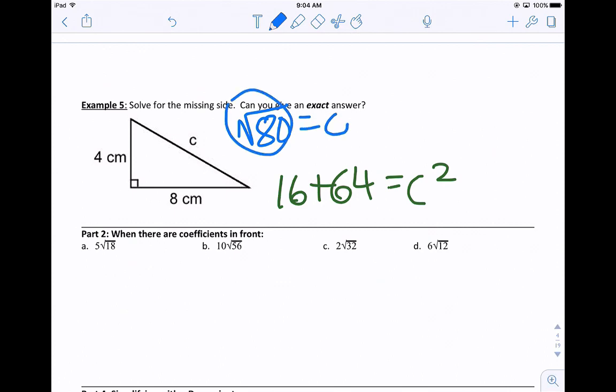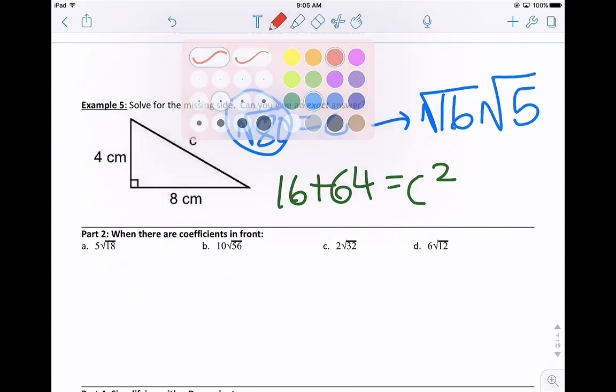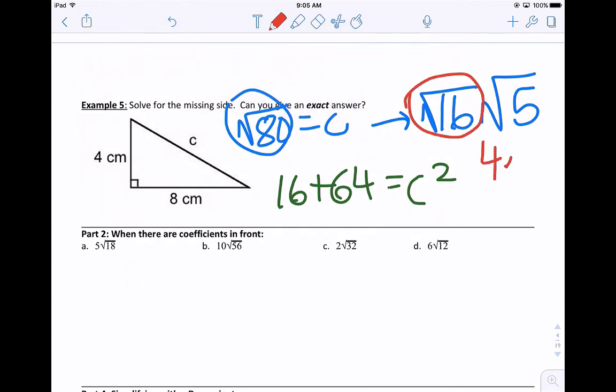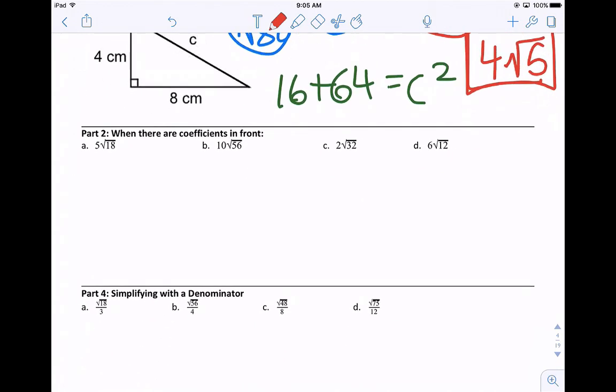What's the biggest square number that you can divide 80 by? So just go down the list of square numbers until you find one that is not a decimal. And I believe 16 is the biggest. Yep. So we can rewrite that as the square root of 16 times the square root of 5, because 16 times 5 is 80. And then we'll rewrite the square root of 16 as 4. So 4 square root of 5 is the simplified answer.